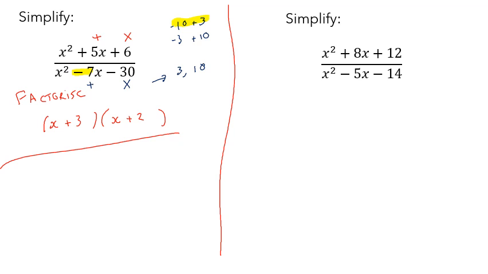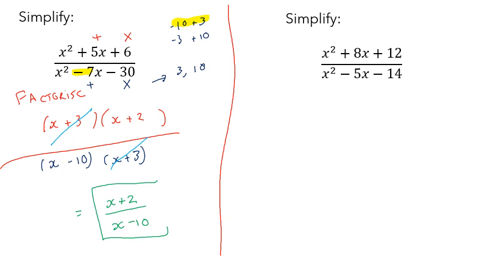So therefore, on my denominator, where's my pen gone? I can write x minus 10, x plus 3. Any common factor, by which I mean any entire bracket, can then be cancelled out. So x plus 3 and x plus 3 gets cancelled out. And my final answer that I'm left with is x plus 2 over x minus 10. This is in its simplest form.